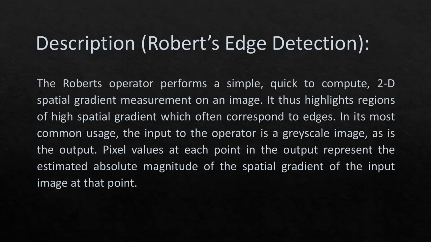Now, let's understand a short description about Roberts edge detection. It performs a simple, quick to compute 2D spatial gradient measurement on an image. Now, you will understand what exactly this means. Simply said, it will detect edges using a 2D mask rather than a 3D mask that is used in various other techniques for color image detection actually.